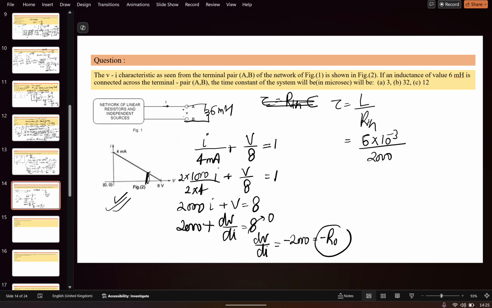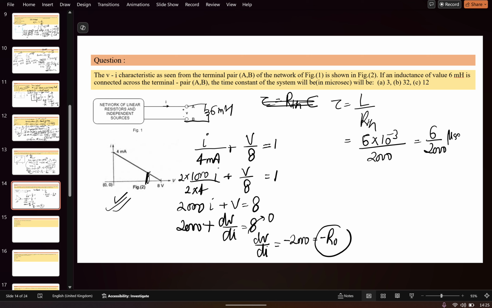V is equal to R naught, differentiating with respect to I. d by dt is equal to minus R naught. It is 2000 minus 2000. And this is the R, L by R is given. So it will come out to be 6 by 2000 microsecond.